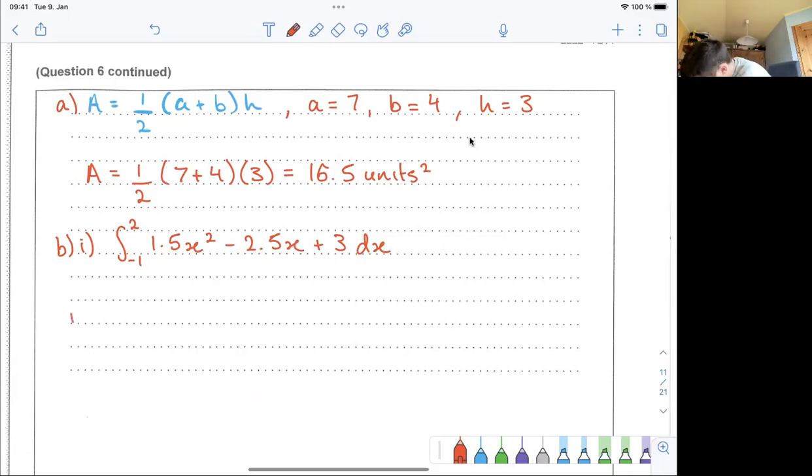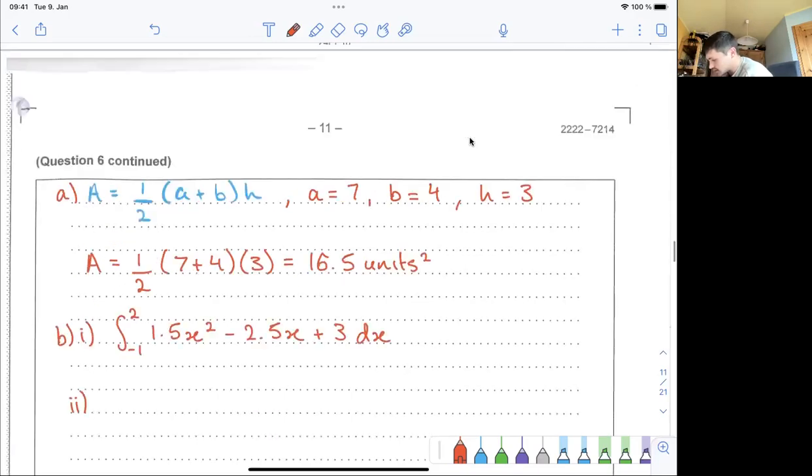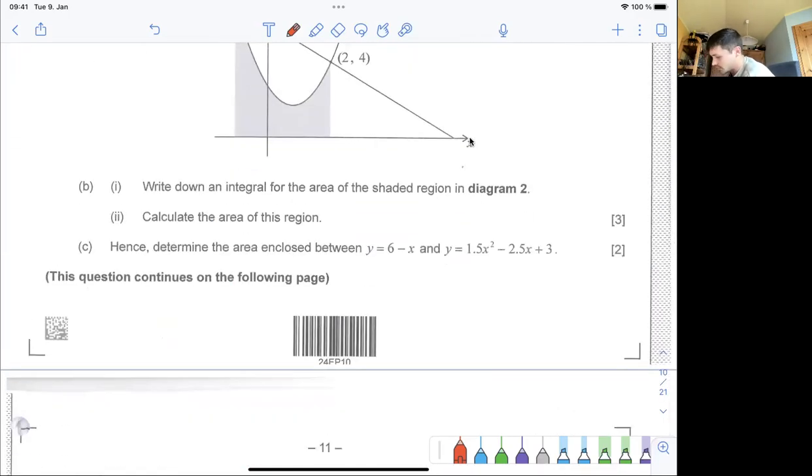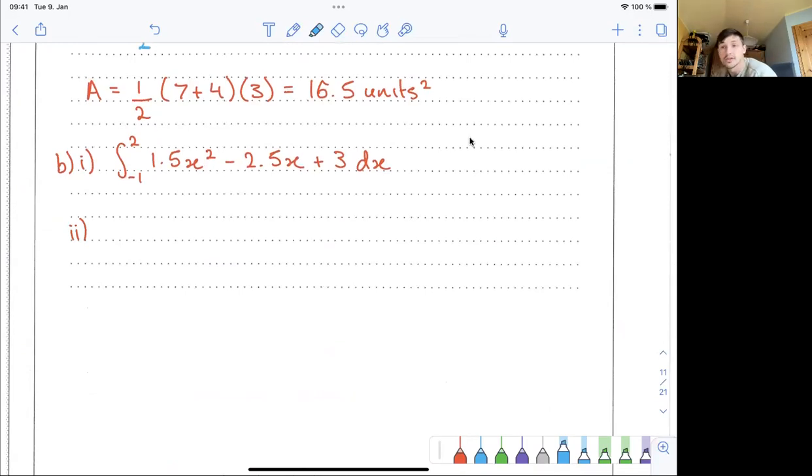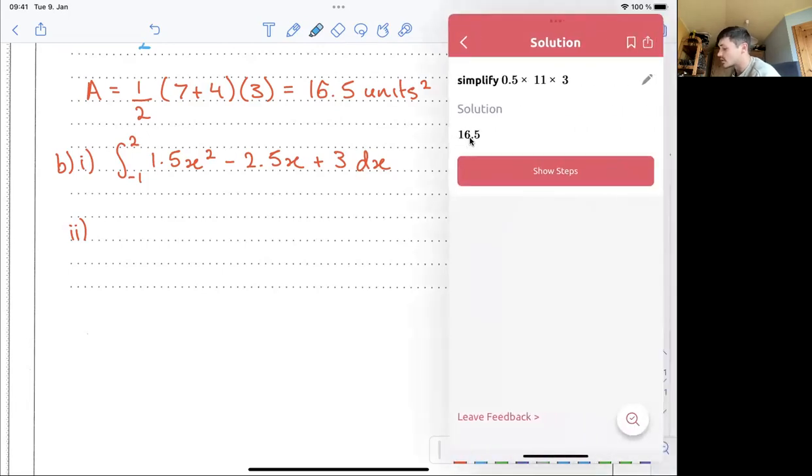Moving on to part B2. It says calculate the area of this region. The best way to do this for this AI SL exam would be to do it in your calculator. You can do it by hand, and I would recommend knowing how to do it by hand, just in case you have a show-that question in your exam, though this question doesn't require you to show any working. So I would recommend knowing how to do it in your calculator.